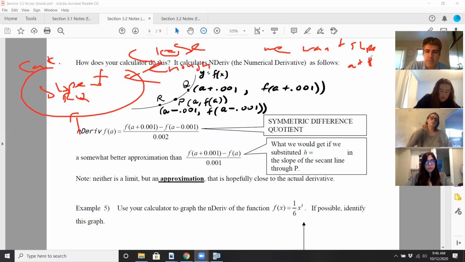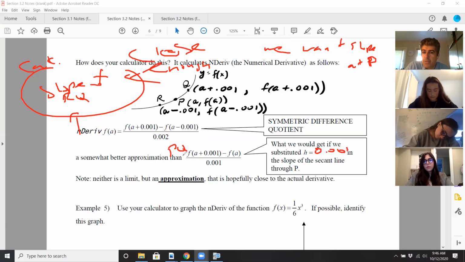That's close enough. We want the slope at P, and RQ is close enough. This right here is just PQ, which is good too, but RQ is a little better. And if you think about it, it's kind of like you're substituting 0.001 for slope PQ. If you plug in a very small value of H, like when H is really, really close.